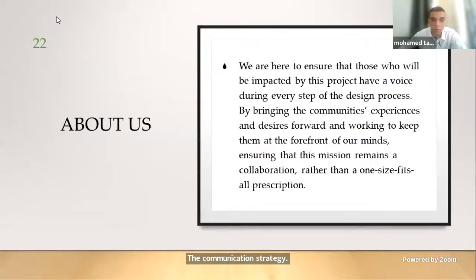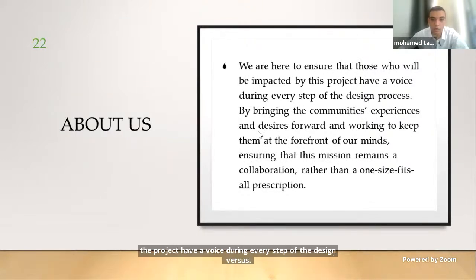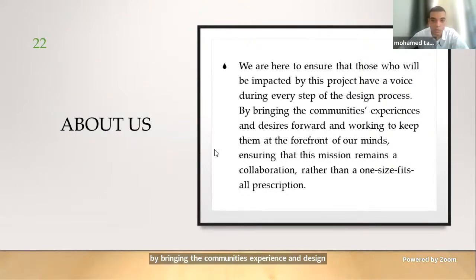and who are us? We are here to ensure that those who will be impacted by the project have a voice during every step of the design process by bringing the community's experience and desires forward and working to keep them at the forefront of our minds, ensuring that the mission remains a cooperation rather than a one-size-fits-all perception.